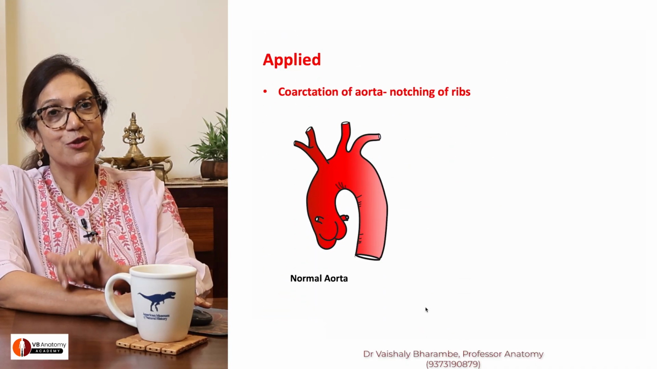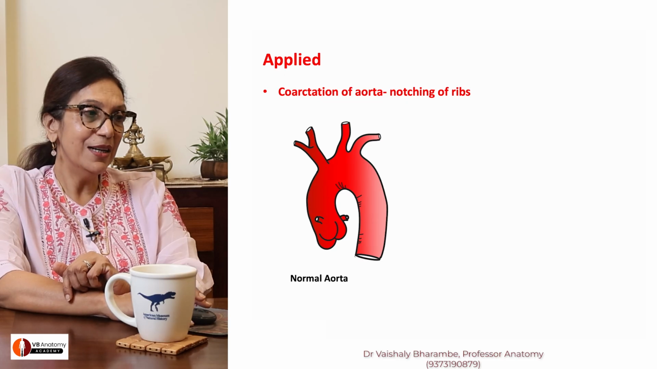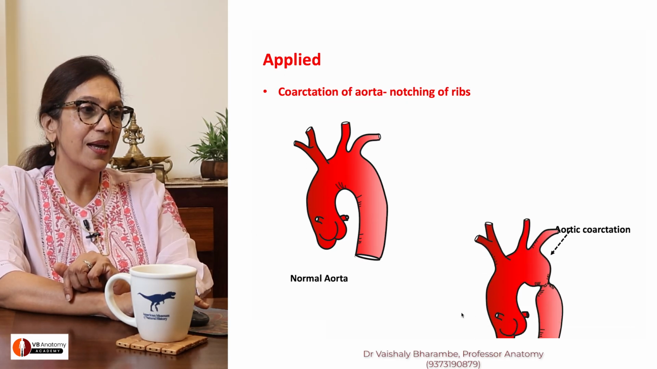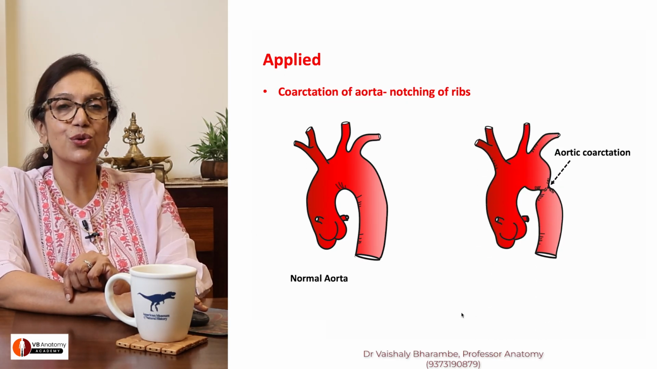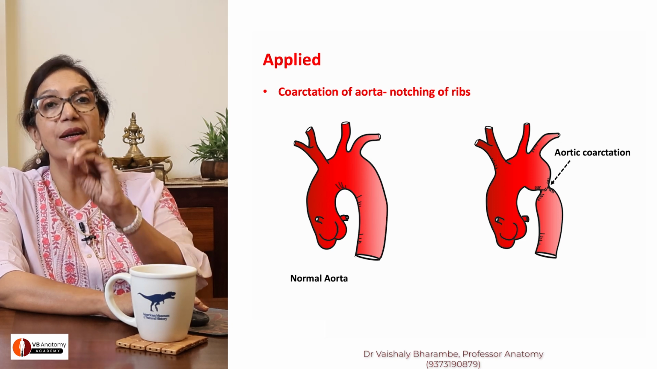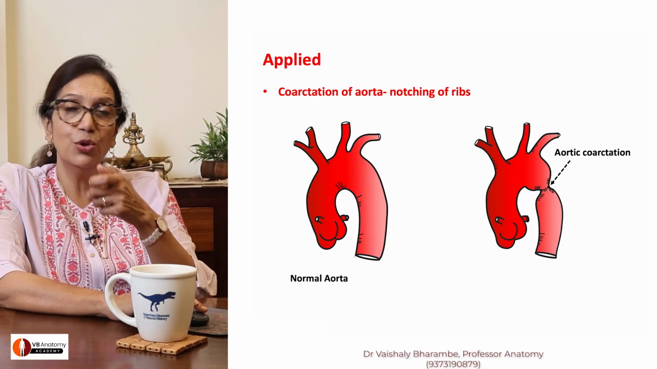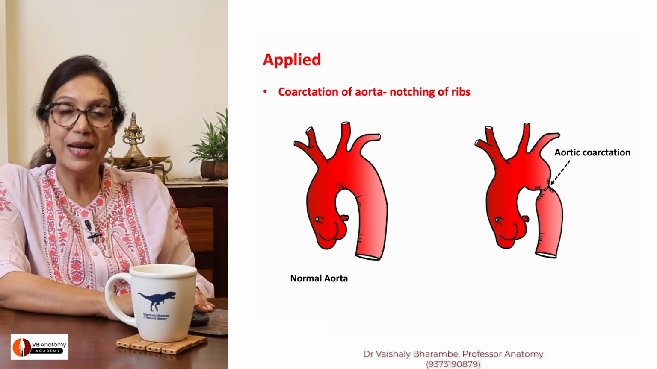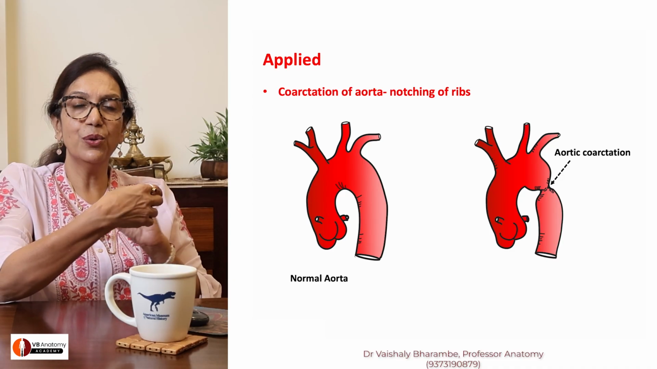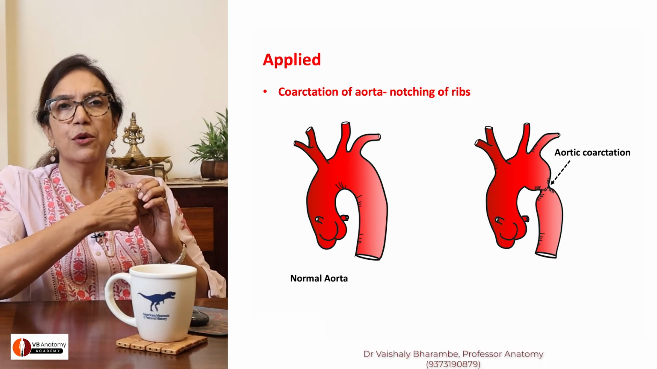But there's something very interesting, I promised you. Here you are seeing a normal arch of aorta and here you are seeing an arch of aorta showing what is called as aortic coarctation. Aorta is compressed somewhere. It's not all that rare, okay? So it does happen that your arch of aorta at one point becomes very narrowed.